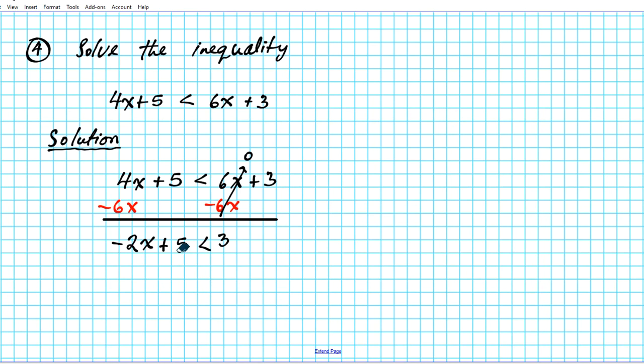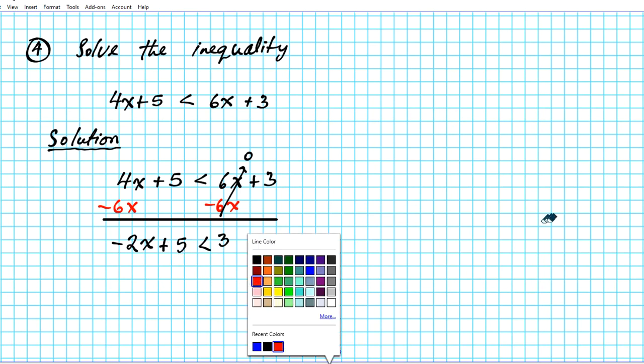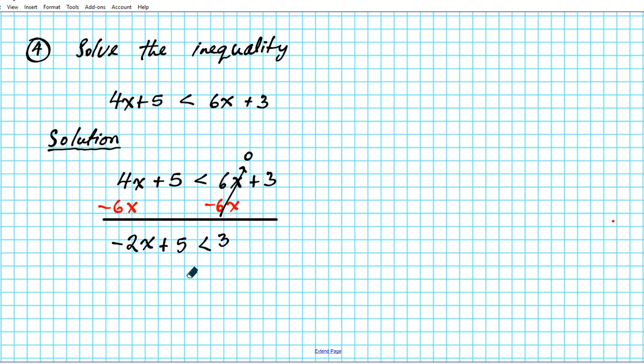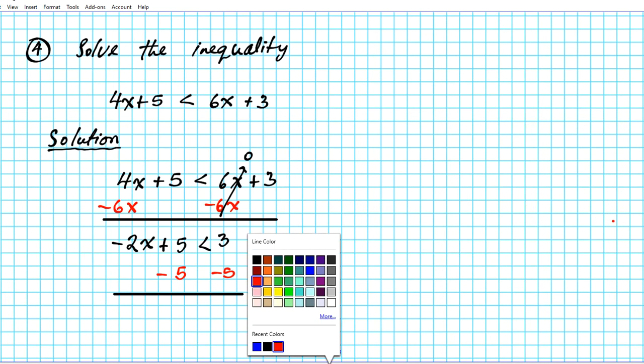Now we need to move the constants to the right, so our attention is now going to shift to the plus 5. Now what's the inverse of plus 5? The inverse of adding 5 is to subtract 5, so we go ahead and subtract 5 from both sides of the inequality, and then we're going to have that adds up to 0.